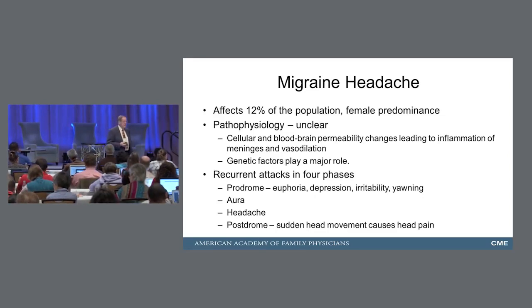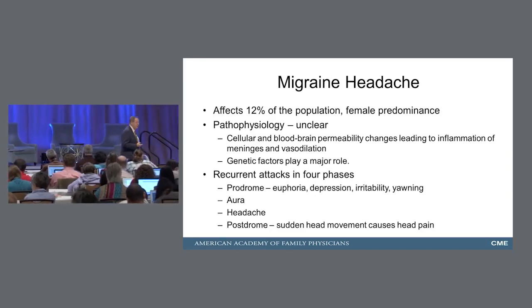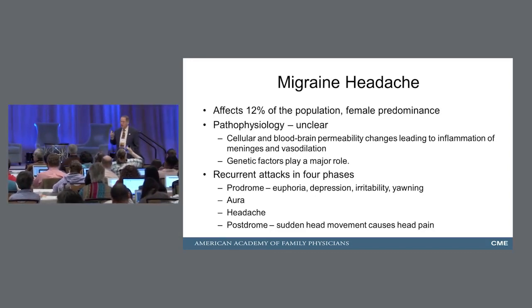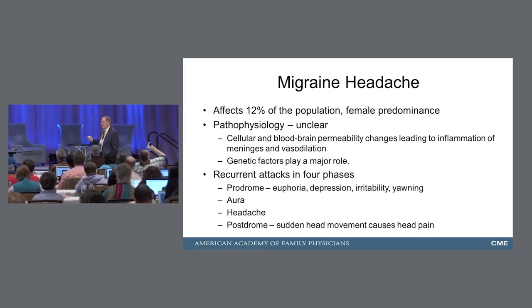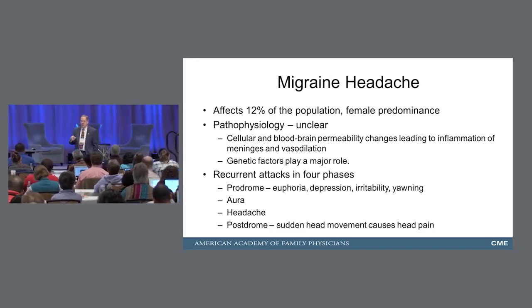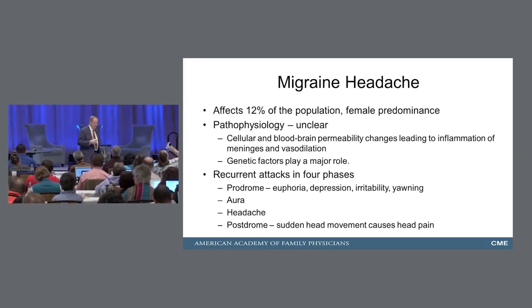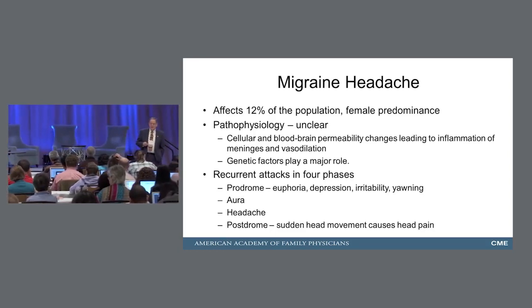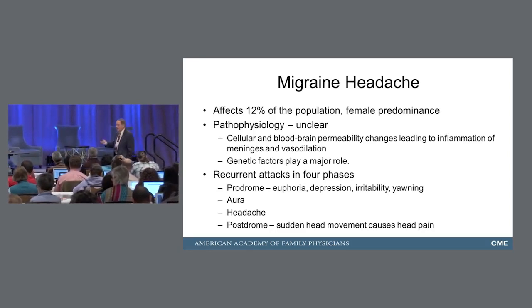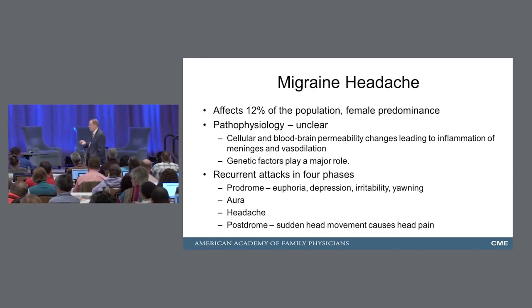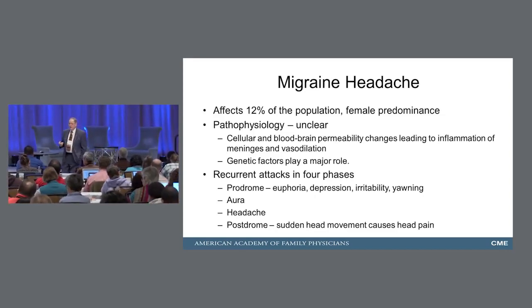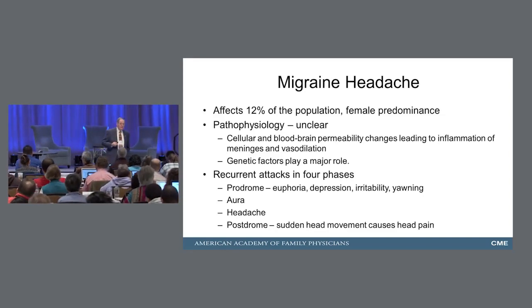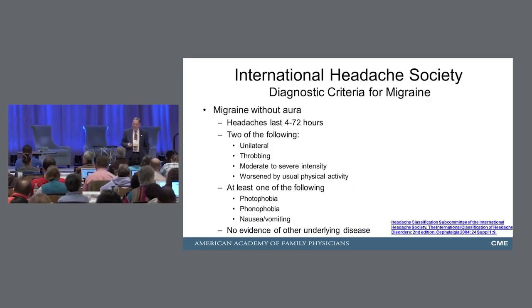Migraines occur typically in 4 phases. The prodrome. Many patients will tell you that I know the day before when I'm going to have a migraine headache. I'm depressed, or I'm anxious, or I'm euphoric, or I'm yawning, all kinds of different things. If they're going to have an aura, they have that. That's the second stage, and we'll talk a little more about that. Then they have the headache, and then there's a postdrome, where they don't really have a headache, but they are still recovering, and sometimes frequent head movements can cause some pain.